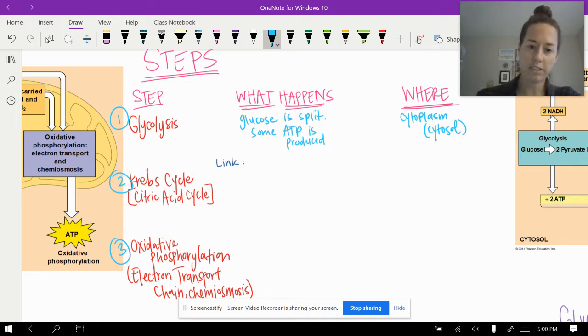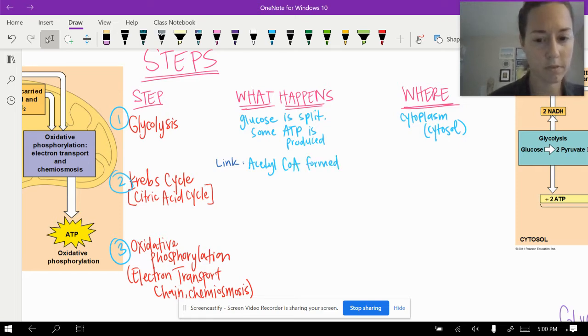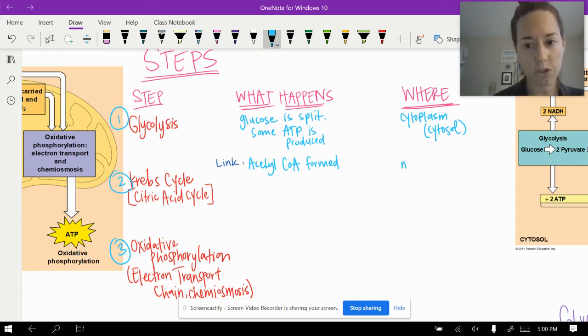In between glycolysis and the Krebs cycle is something called the link reaction, which isn't technically its own step, it's like a half step. What happens then is the product of glycolysis, called pyruvate, is converted into something called acetyl CoA, which I talked about really briefly last time. So, acetyl CoA formed. That's the briefest synopsis of this. And that happens in the mitochondria.